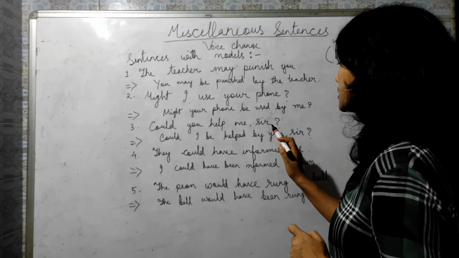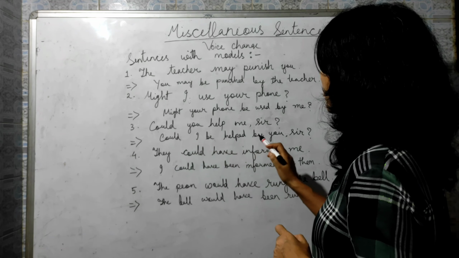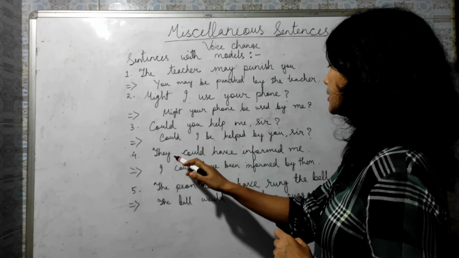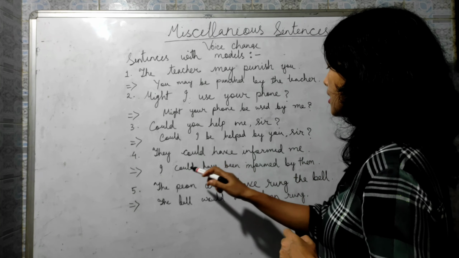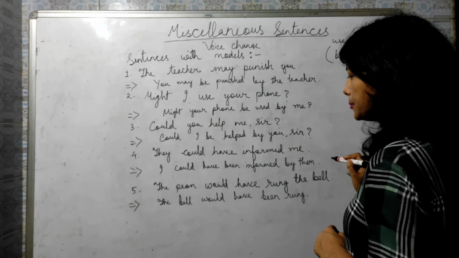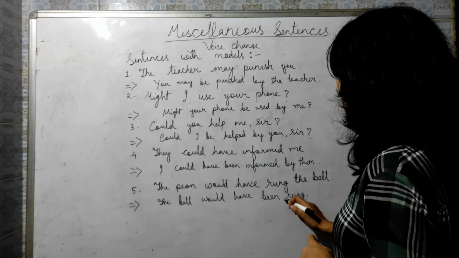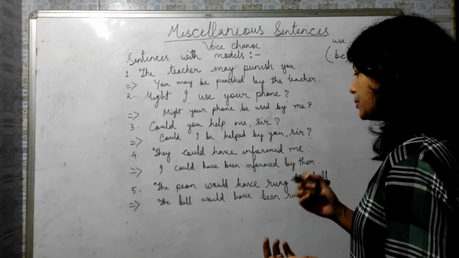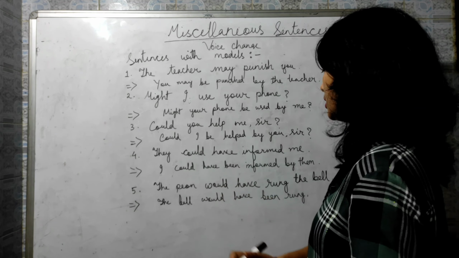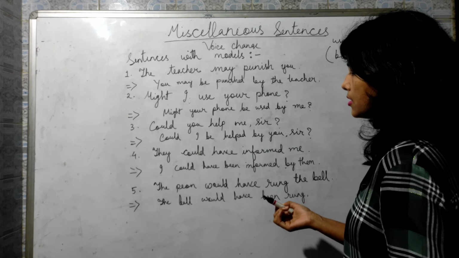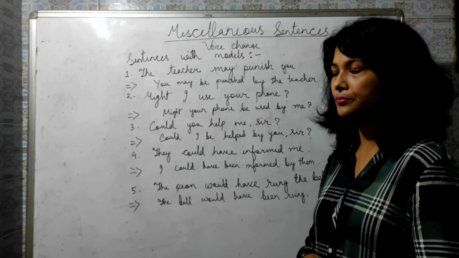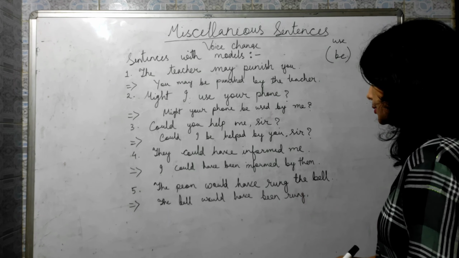"Could you help me, sir?" Could I be helped by you, sir? "They could have informed me." I could have been informed by them. "The peon would have rung the bell." The bell would have been rung. By the peon you can write, or you may not write, because it is obvious that the peon will ring the bell.